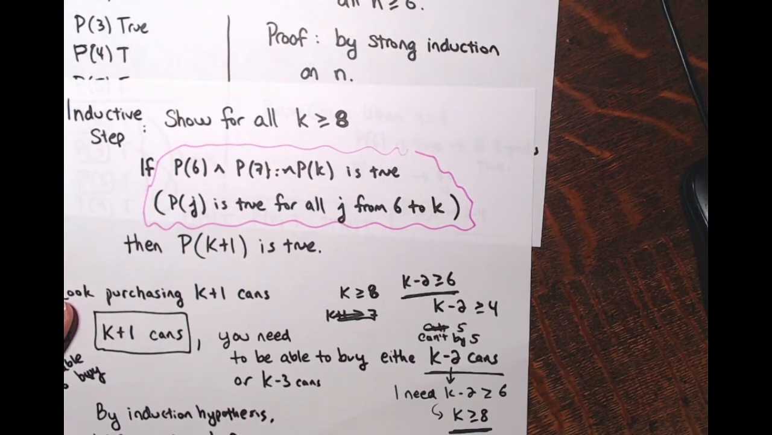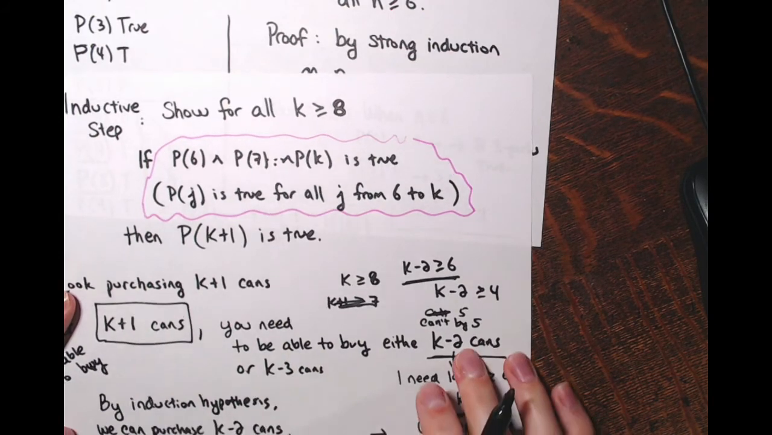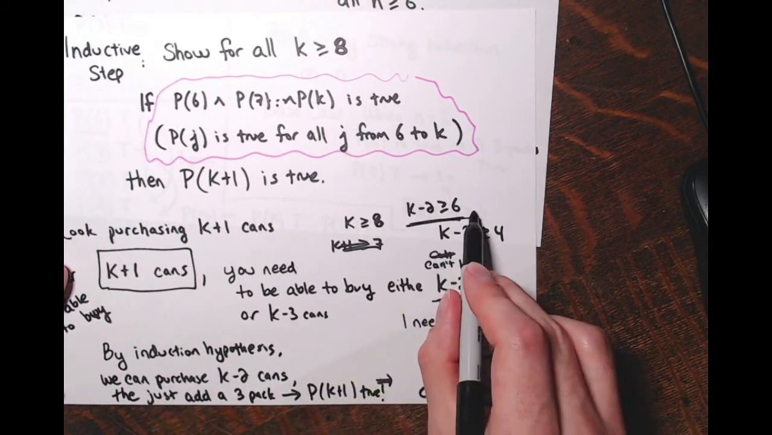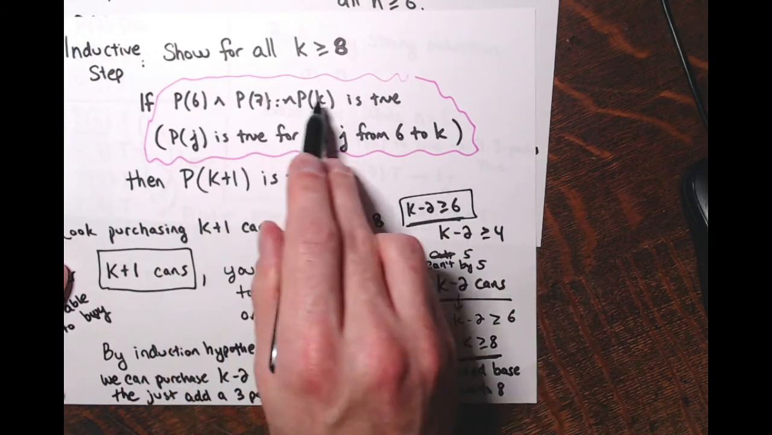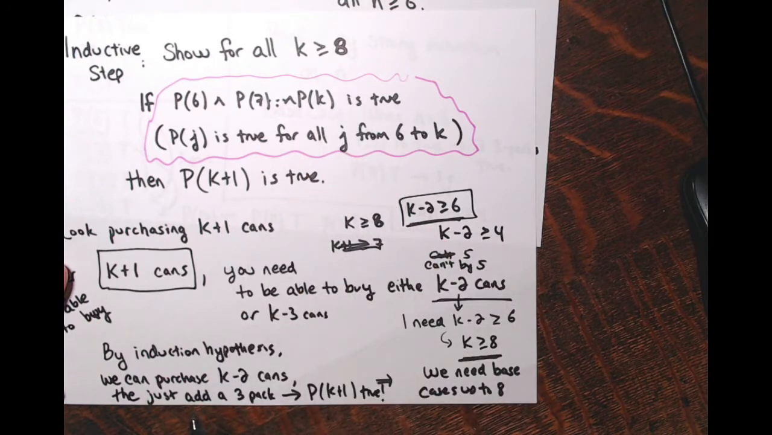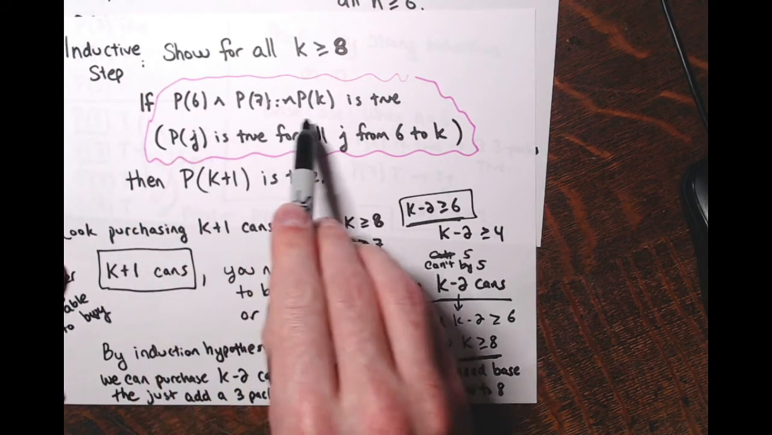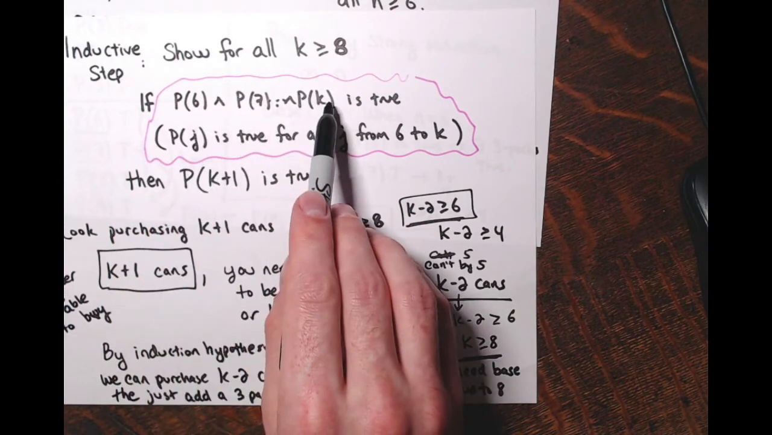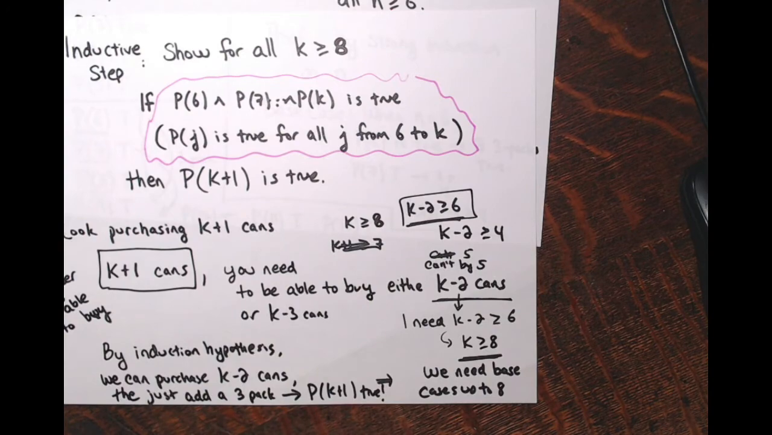Implying that P of k plus 1 is true, right? We can purchase, by our induction hypothesis, since k minus 2 is now in this range from 6 to k, it's greater than or equal to 6, we can purchase k minus 2 cans and then just add a 3-pack to purchase the k plus 1 cans. So we have shown that if you can purchase anywhere from 6 to k cans, you can purchase k plus 1 cans.